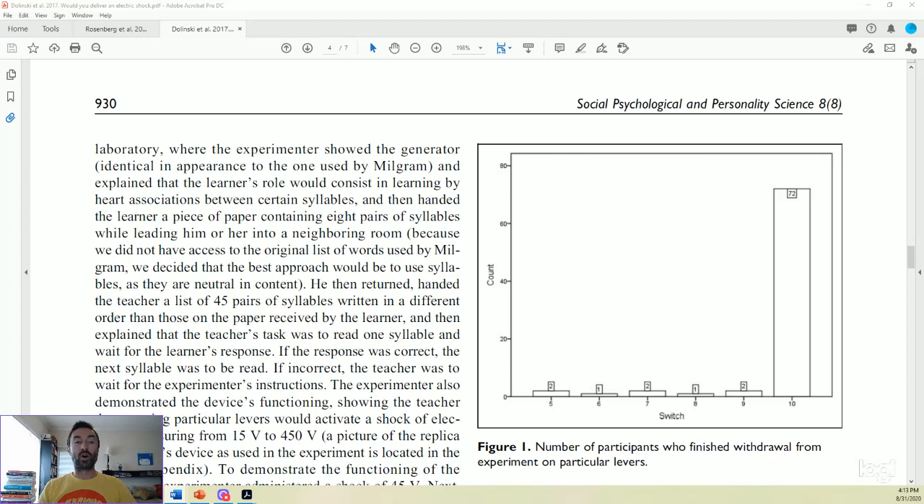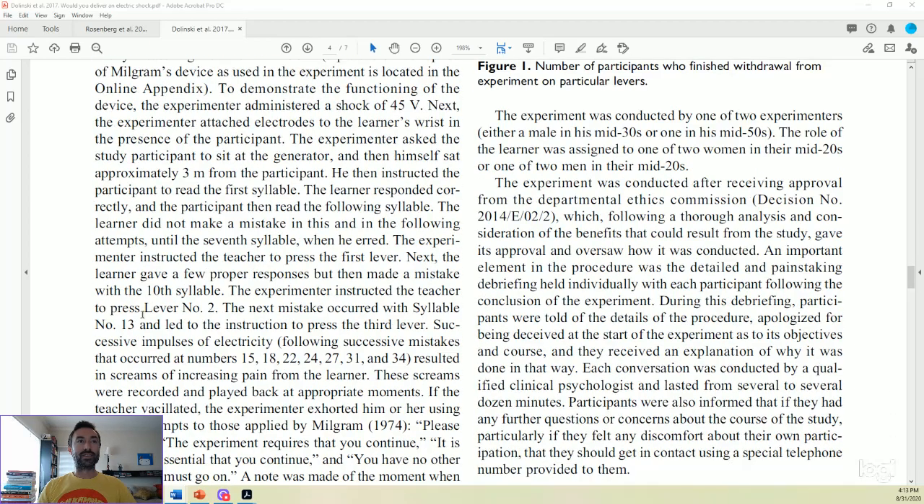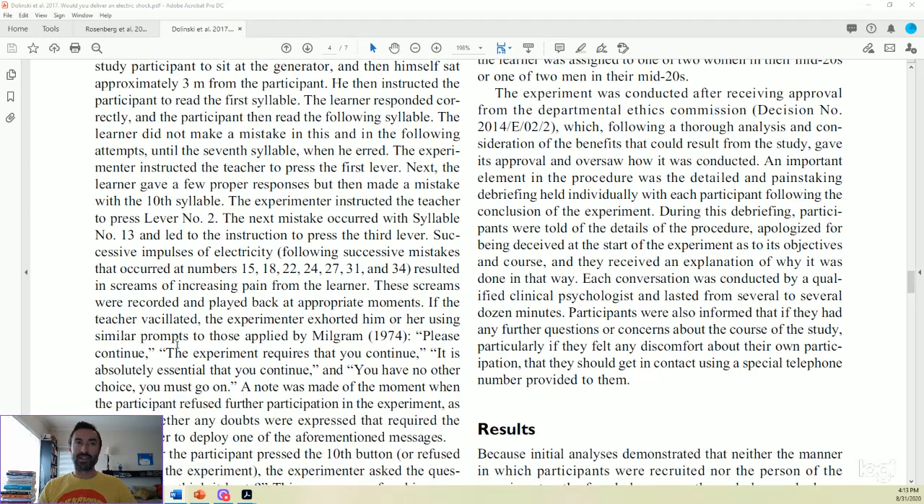There is a long discussion of how they set up the experiment, showing the participant/teacher how to use the shock generator, how to read instructions to the confederate/learner, and so on. Note that the learner gets specific questions wrong every time, right? Like number 13. This controls for when and how many mistakes were made, or when the teacher might pull a shock switch. If the teacher wavers on pulling the shock switch, the researcher, the authority figure, says the exact same thing to them. Please continue. The experiment requires that you continue. It is absolutely essential that you continue.